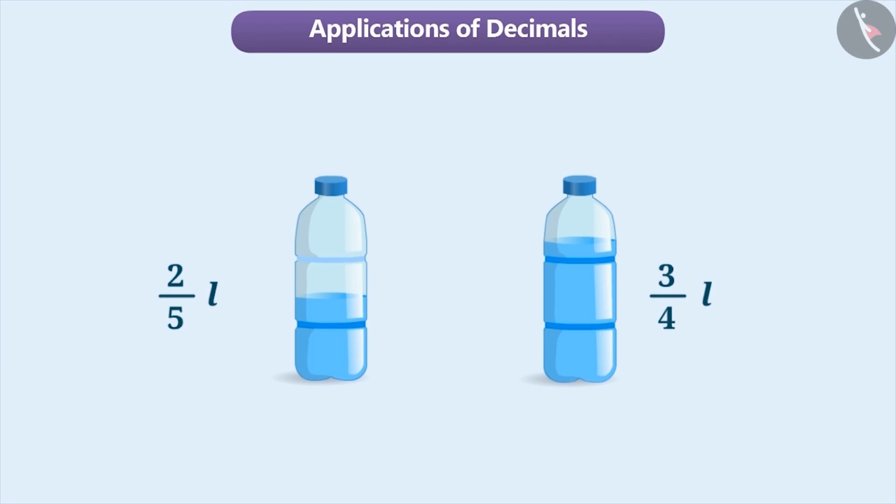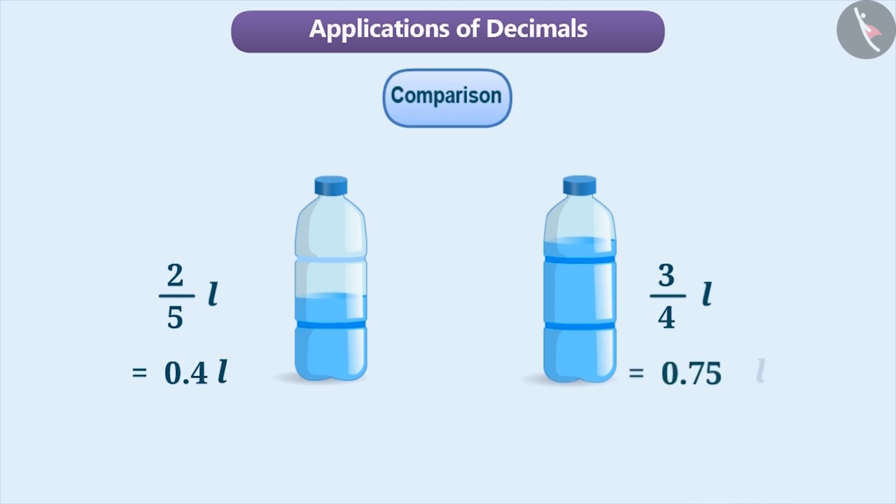Suppose there is 2/5 liters of water in a bottle and 3/4 liters of water in another bottle. Which bottle contains more water? We need to compare the fractions here, which is not easy. But if we say that one bottle has 0.4 liters of water and the other has 0.75 liters of water, then these can be compared very easily and we can say that the second bottle has more water.